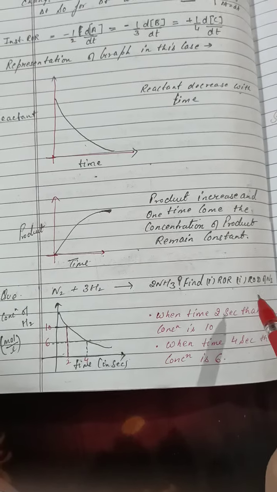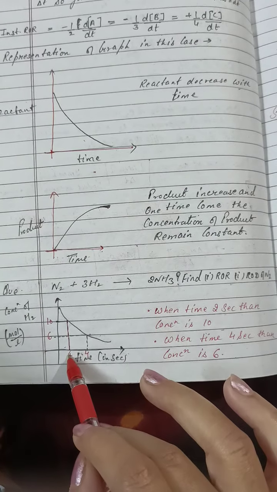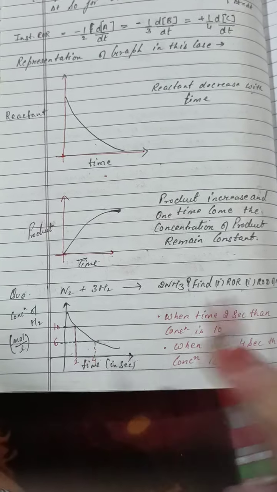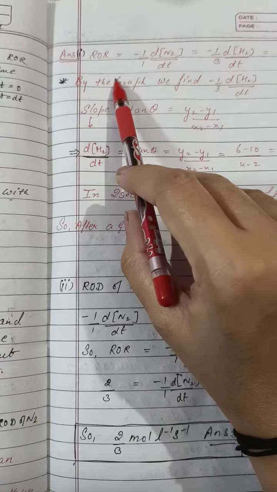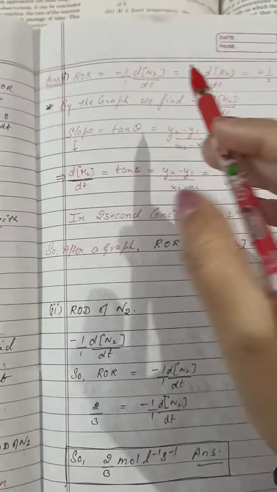Okay, when time is 2, the concentration is 10. You can see here, at 2 the concentration is 10, and at 4 the concentration is 6. So let's talk about ROR. What comes here in ROR? 1 upon, you can see the reaction N2, H2, NH3. So now it is easy for you.